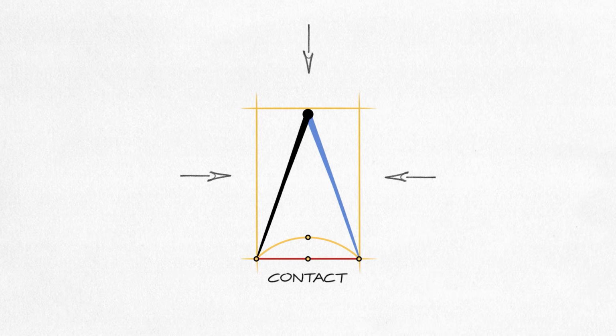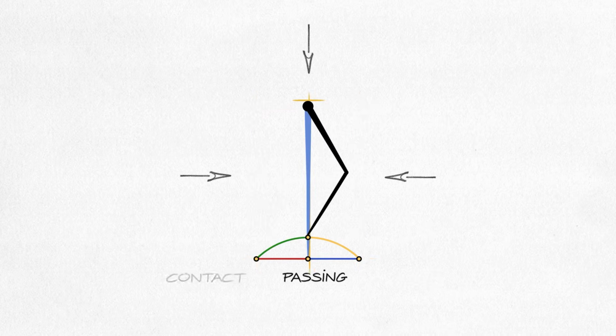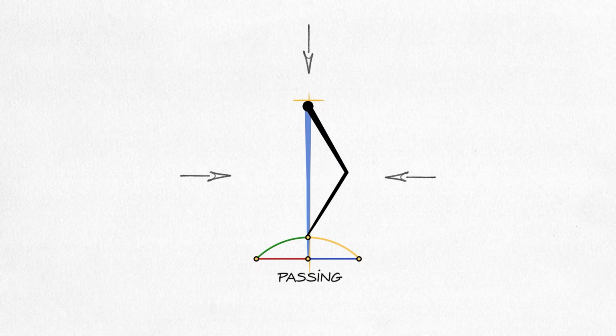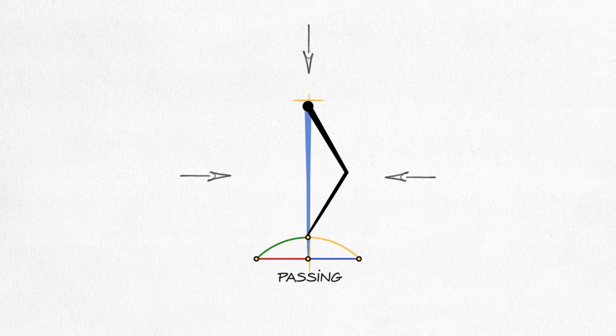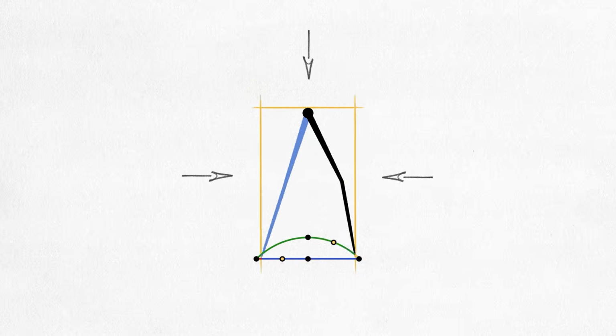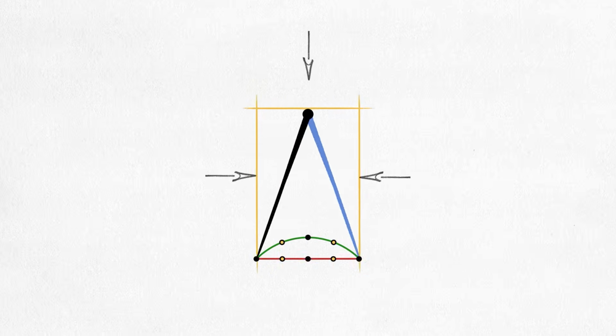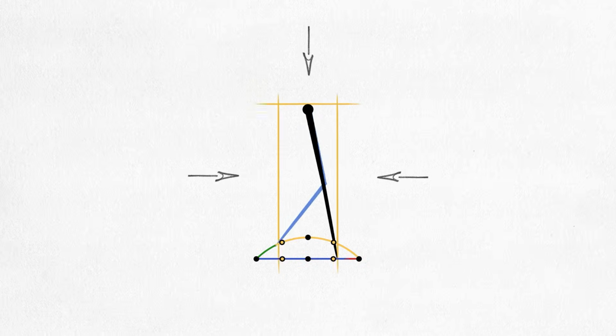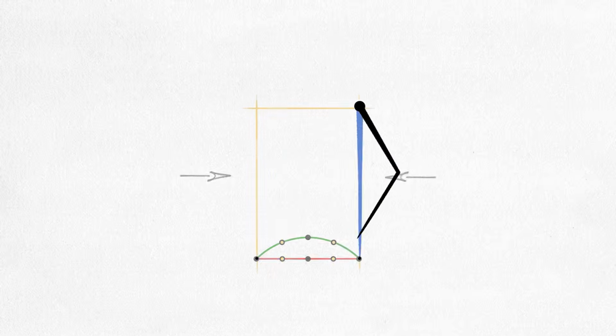The contact pose is a double support pose. The passing pose is the moment when one foot passes in front of the other. In this first very schematic walking model, the intermediate poses merely interpolate the movement between the extremes. When we approach more complex walks, we will see that these intermediate poses can also function as extremes.